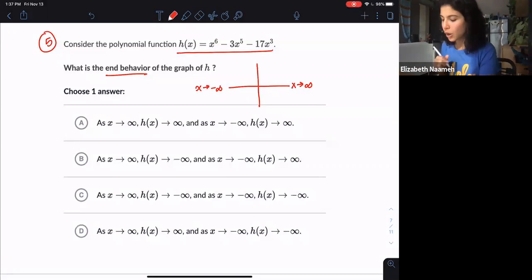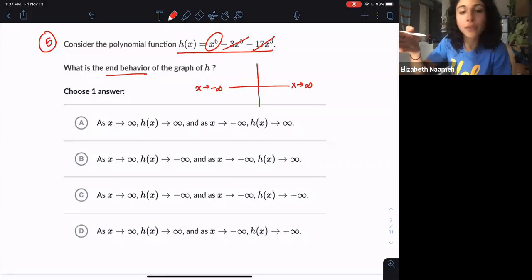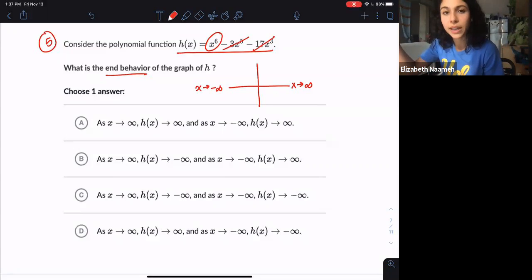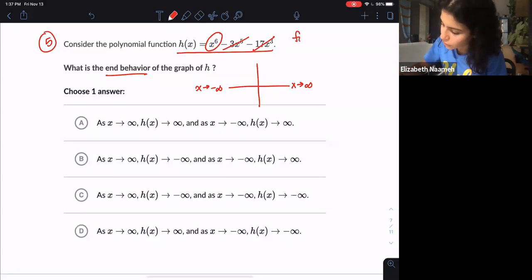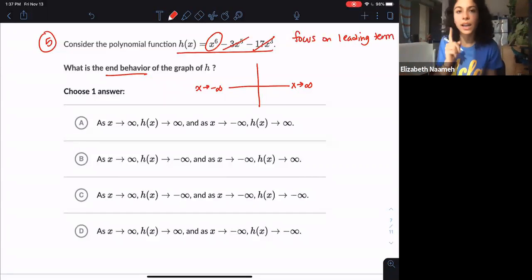So as a reminder, for end behavior, since x is going to be super large values, when I take a really big value of x to the 6th power, it overwhelms. It's going to grow much faster than x to the 3rd or x to the 5th. So for end behavior, you can cross out all of the lower powers of x. So write down in your notes, focus on the leading term only. So we're focusing on the term with the highest power, x to the 6th.